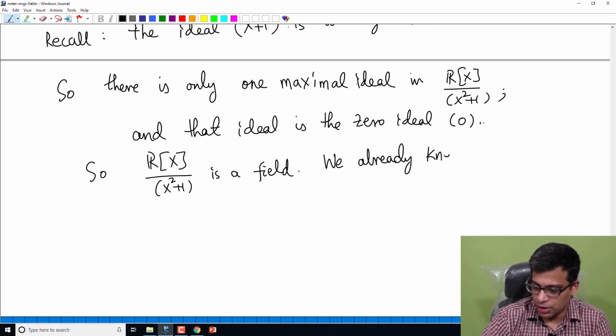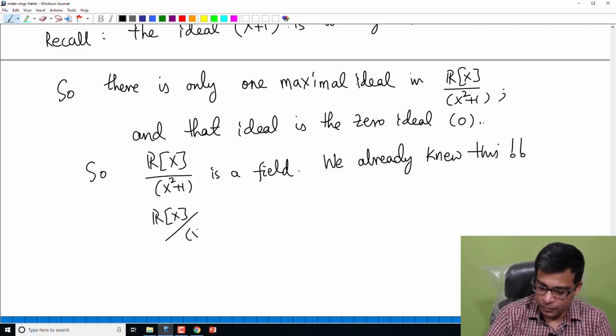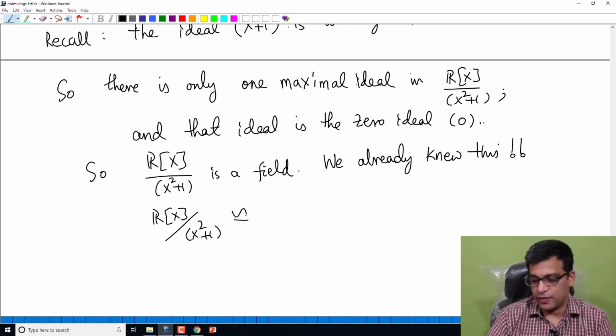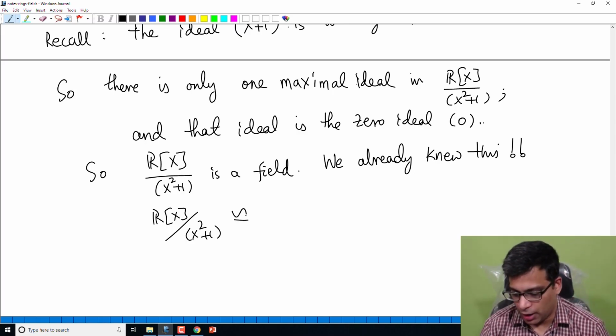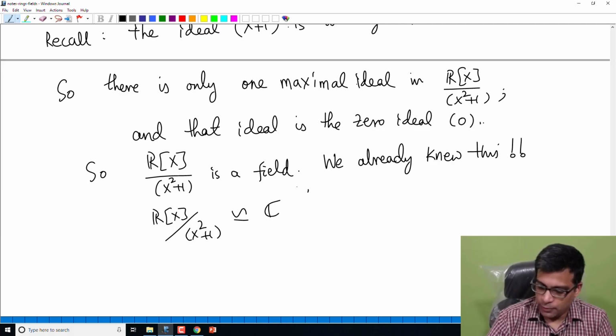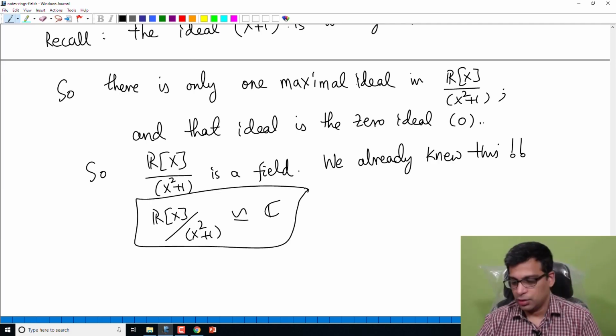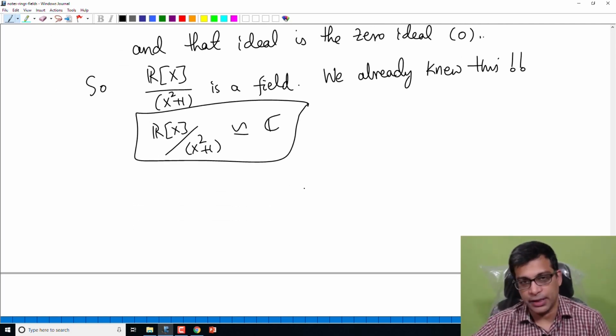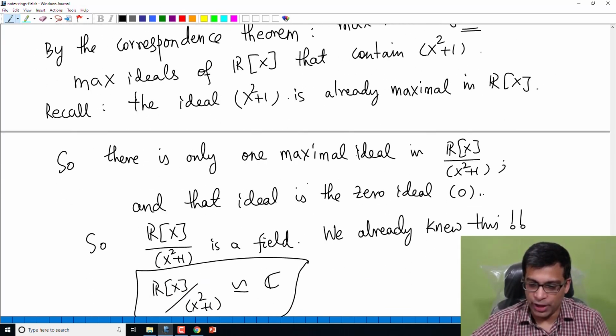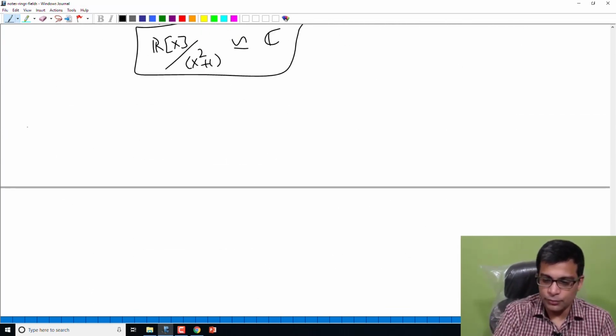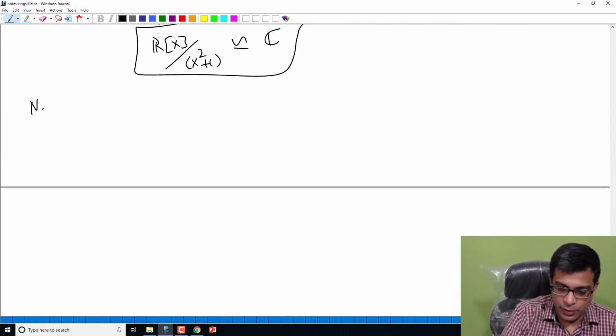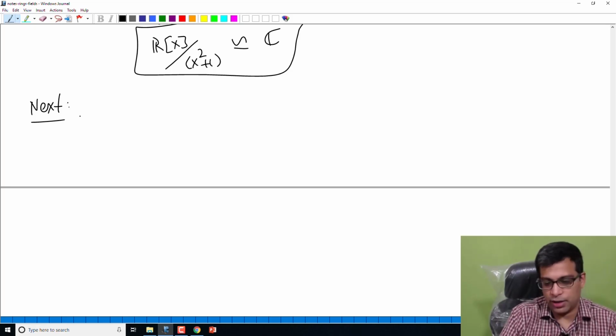Why did we know this? Because when I showed that x squared plus 1 was a maximal ideal in R[x], in fact I showed that R[x] mod x squared plus 1 is isomorphic to C as rings, or as fields. So there is only the zero ideal, which is maximal. So this is easy. Maximal ideals of R[x] mod x squared plus 1: there is only one, and that's the zero ideal.